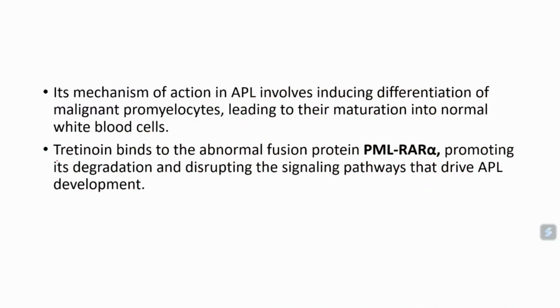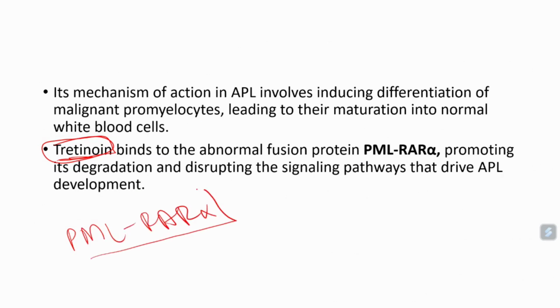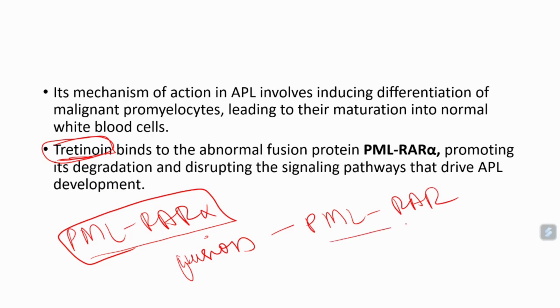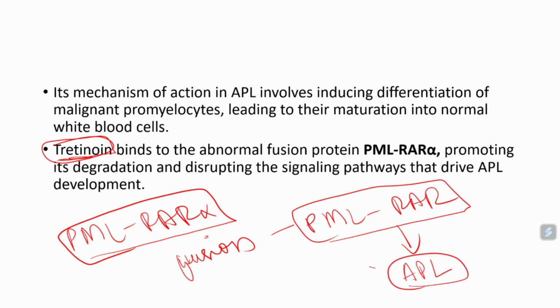And one more very, very important point: for tretinoin, there is another mechanism particularly. Just now I told you, PML-RAR alpha is the protein which is produced by the fusion of the PML and RAR genes. When this PML-RAR gene is fused, it will induce acute prolymphocytic leukemia. Acute prolymphocytic leukemia is mainly induced due to the fusion of PML and RAR and due to the production of these PML-RAR proteins.